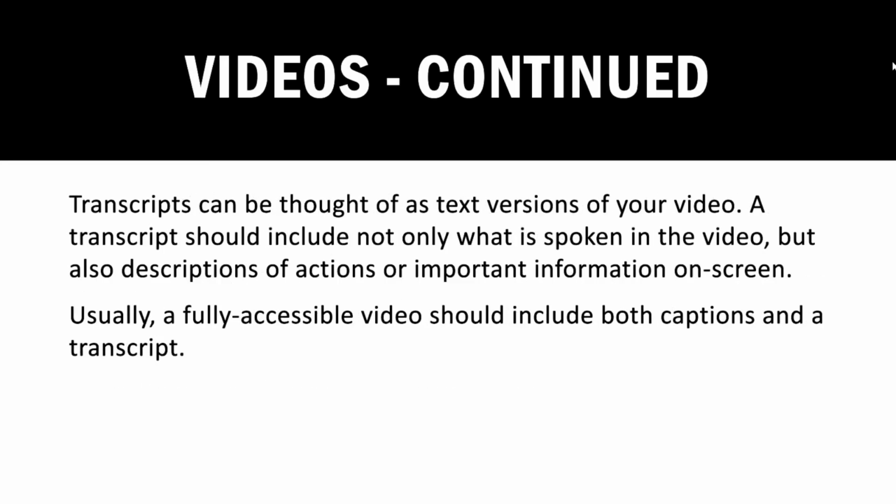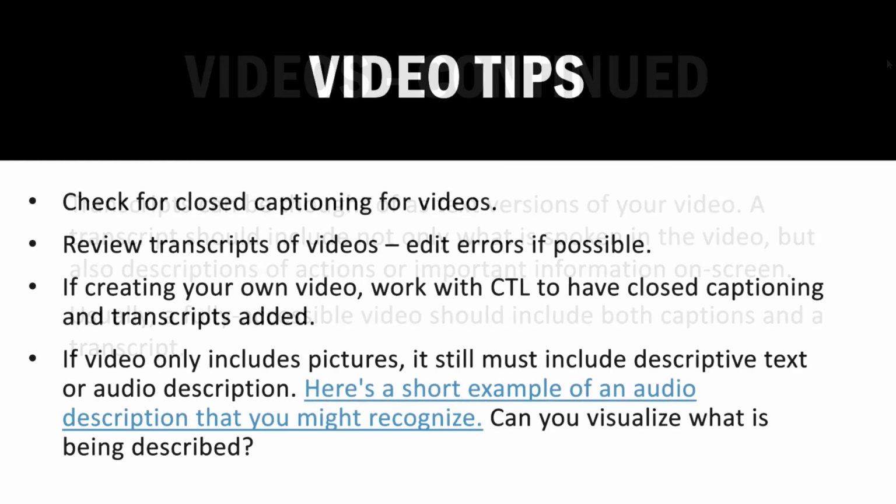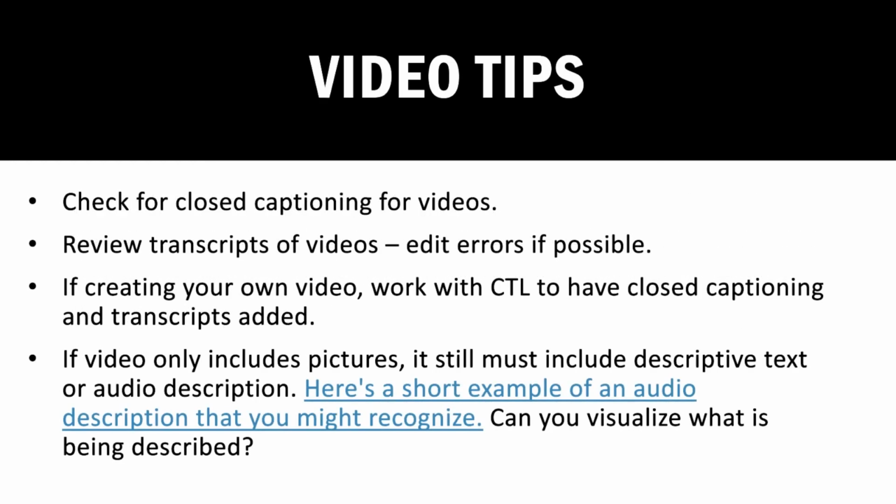Transcripts can be thought of as a text version of your video. A transcript should include not only what is spoken in the video, but also descriptions of actions or important information that's seen on screen. Usually, a fully accessible video should include both captions and a transcript. Be sure to check to make sure that closed captions are included. Don't assume. You're going to want to review the transcripts of your videos and edit the errors when needed.